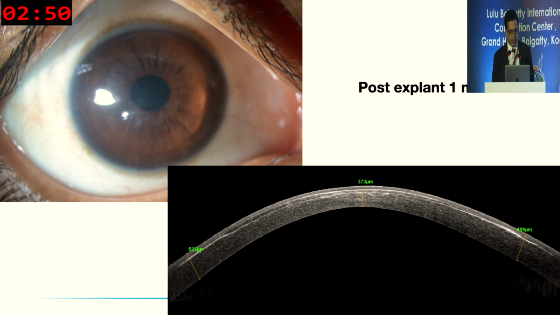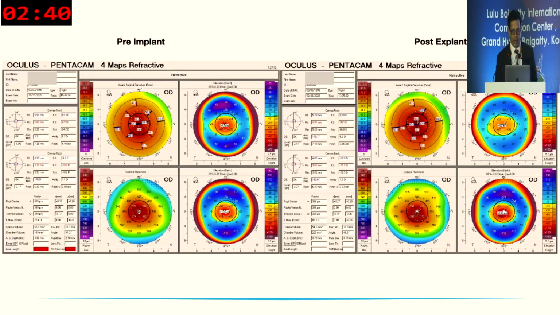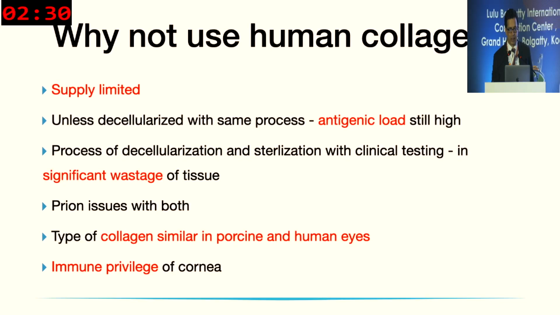Post explantation, she did relatively well. The epithelium healed, there was no scarring, and the cornea went back not to the original curvature but slightly lesser than the original curvature after surgery as well. That's the pre-implant as well as the post-implant topography. Very similar before and after, showing that it can be reversible, but we did not achieve the objective after implanting this lenticule. So the question that I get asked the most is, why not use human collagen in the eye?